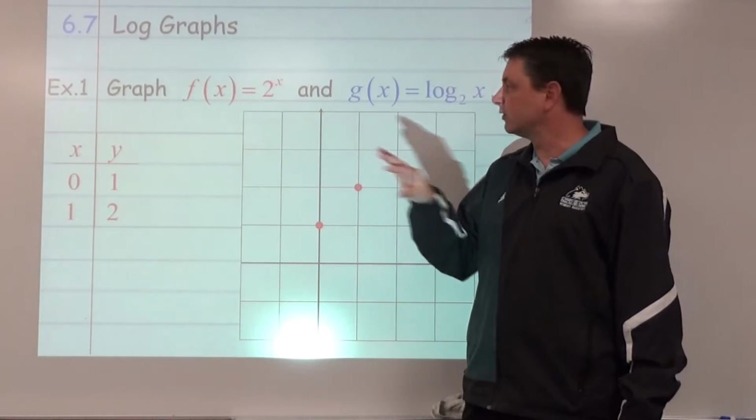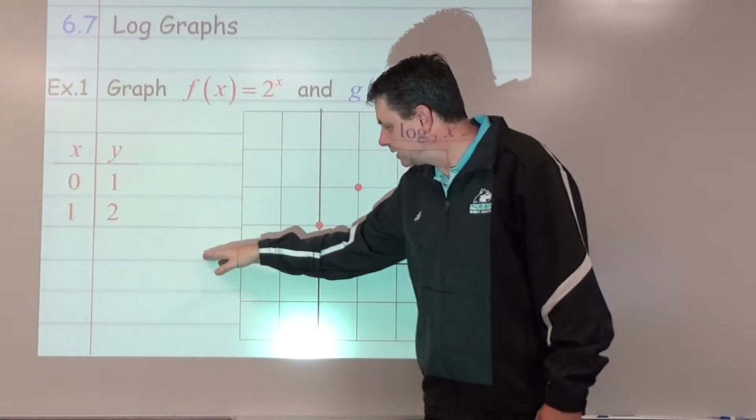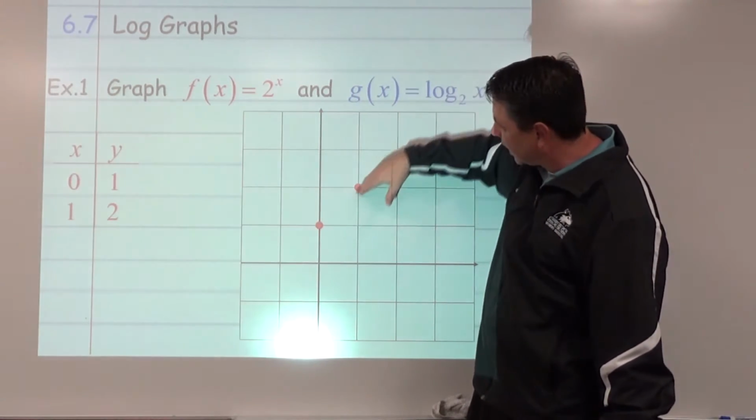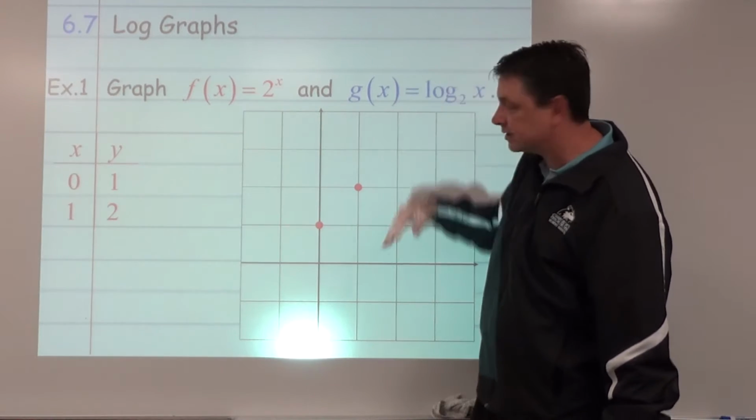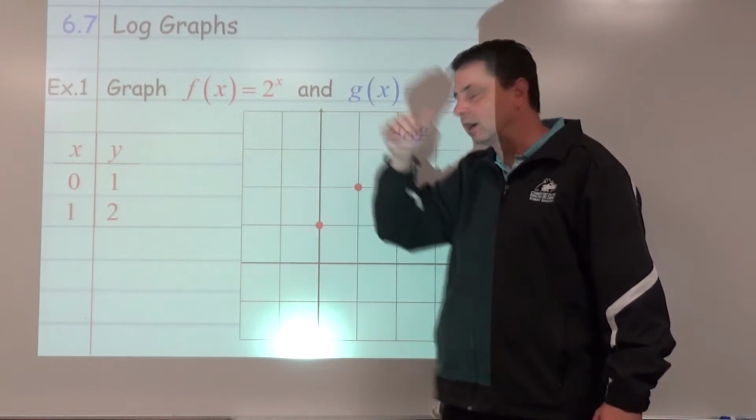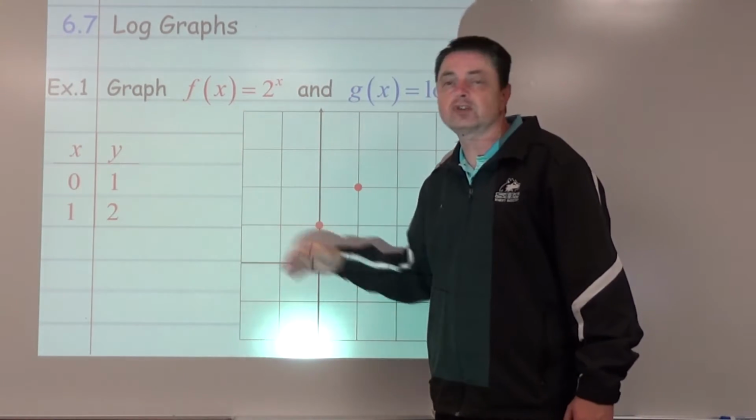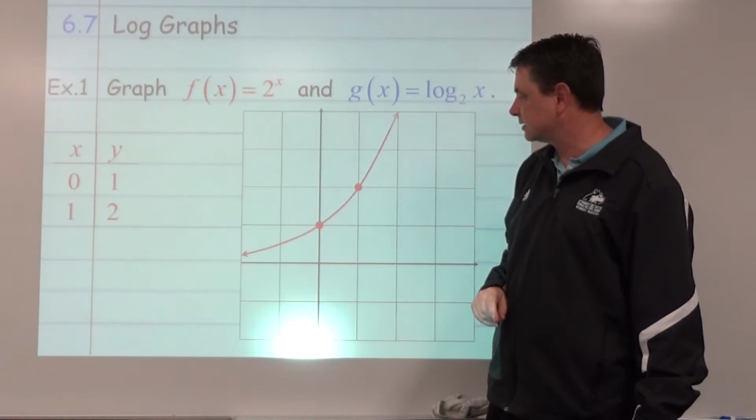And if we remember for our exponential, they take off low, kind of like an airplane taking off like this. Really taking off and going up. Gets close to but does not touch the x-axis.